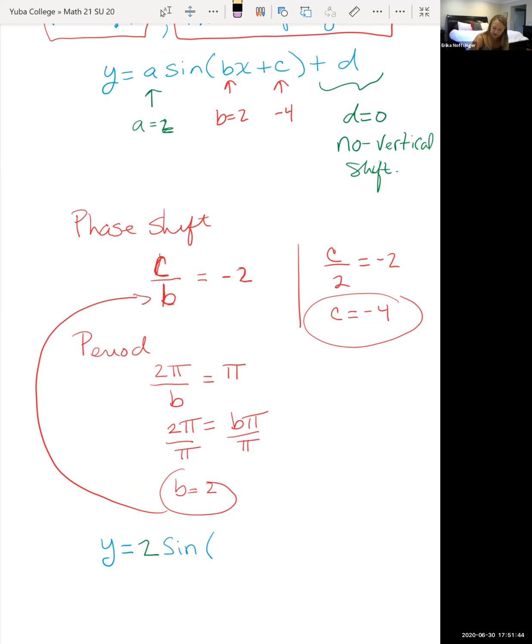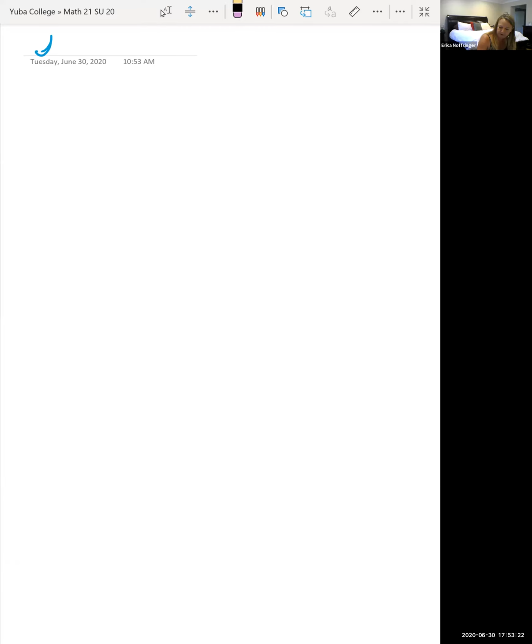Okay, so getting into inverse functions. This is the start of 8.1. So inverse trig functions. Everything we just did was 7.8, right? Right. Okay.